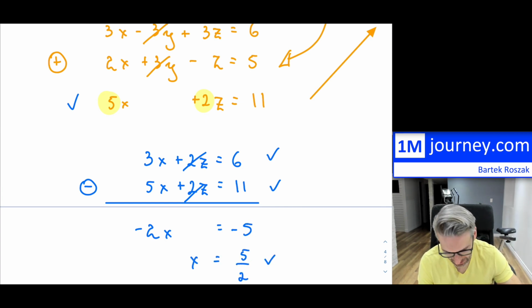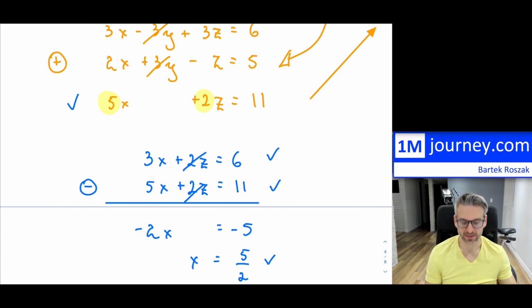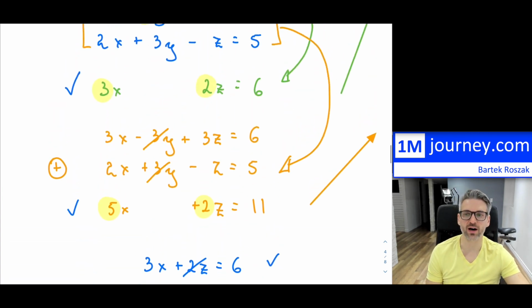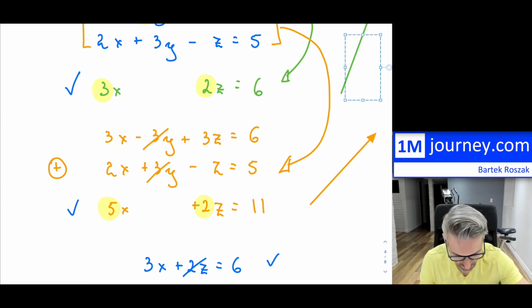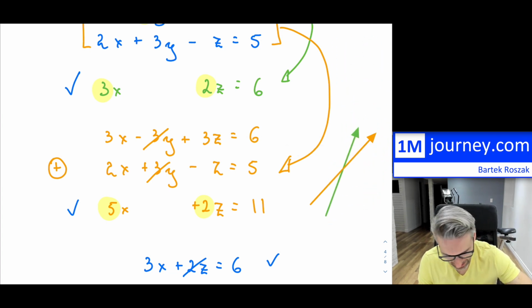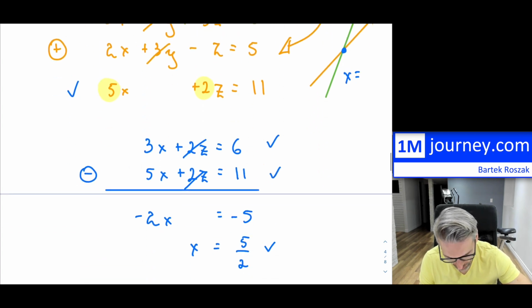So that's pretty neat. What does this tell me? This tells me that the two lines that I have found actually intersect at a point. So these two were intersecting at some point, and now I found the x value for this. The x value for that point is 5 over 2.